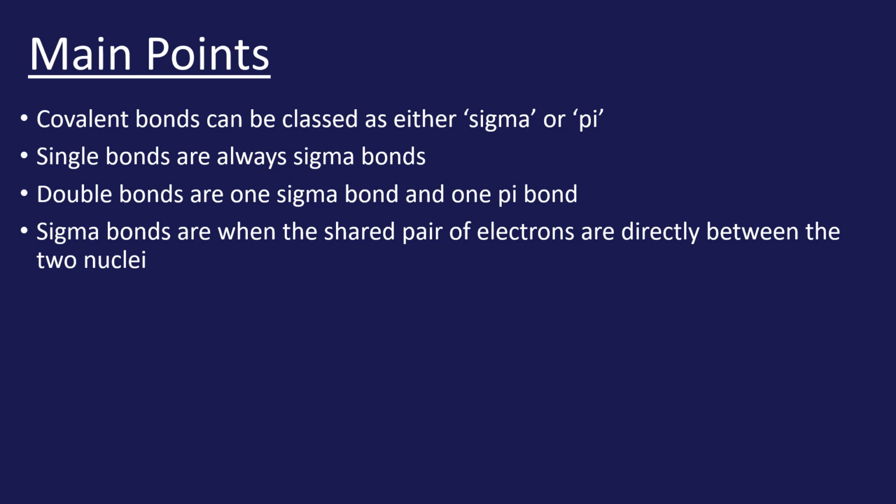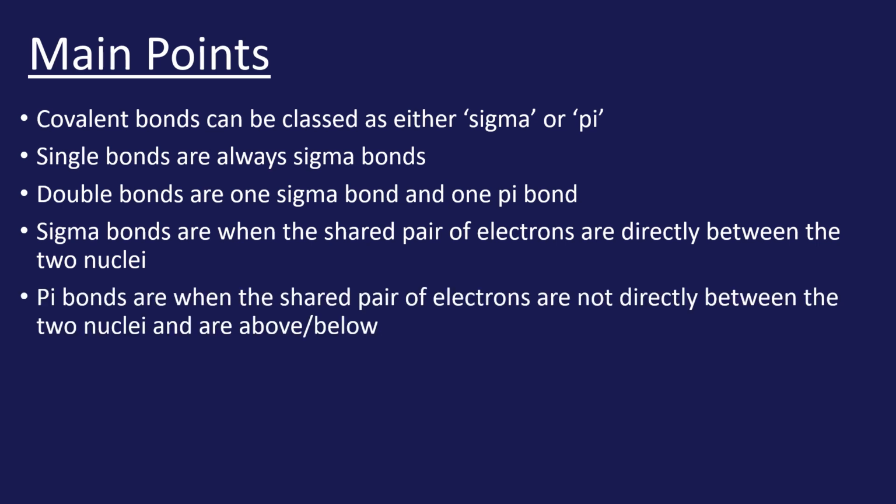Sigma bonds, this is when the shared pair of electrons are directly between the 2 nuclei. A pi bond is when the shared pair of electrons is not directly between the 2 nuclei and is in fact above and below the 2 nuclei.